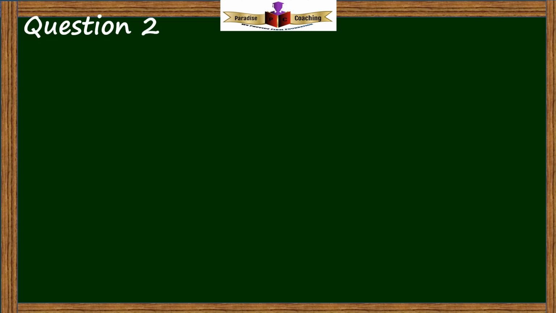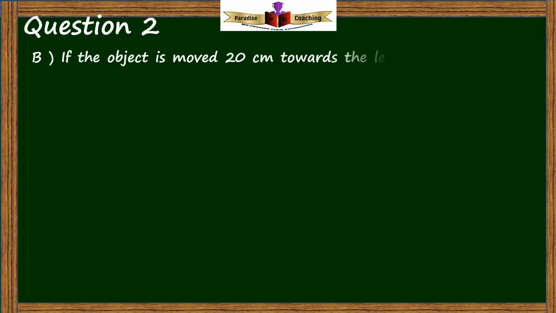Let's continue with the next part of the question. If the object is moved 20 centimeters towards the lens, where would the image be formed? State reason and also draw a ray diagram in support of your answer.